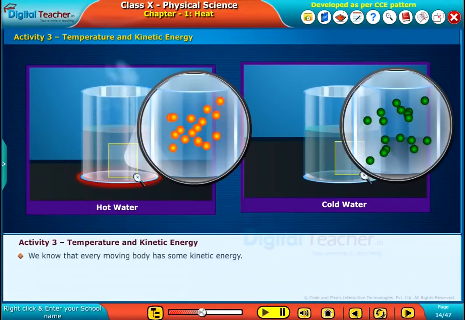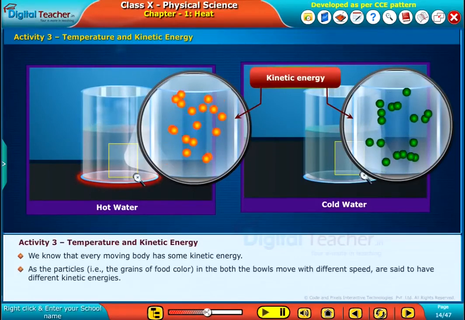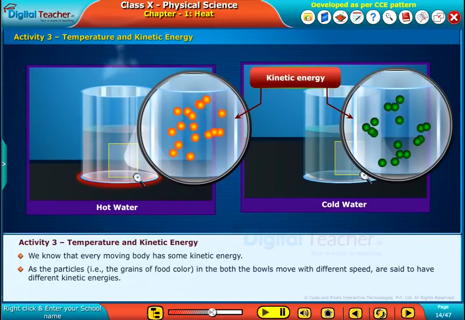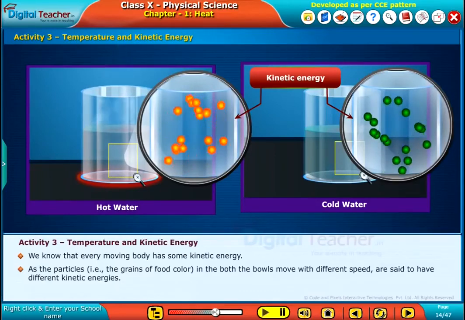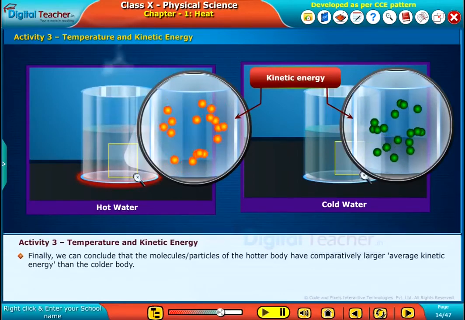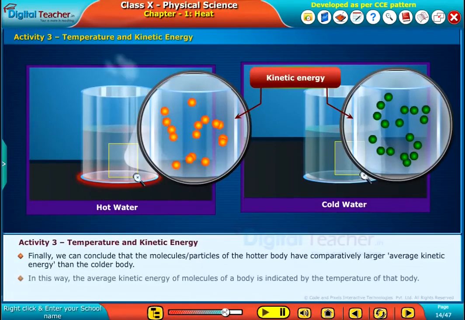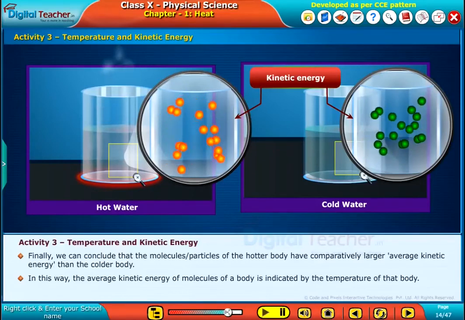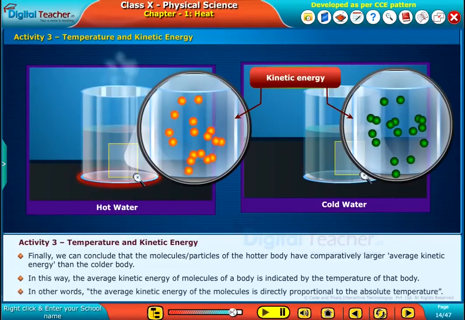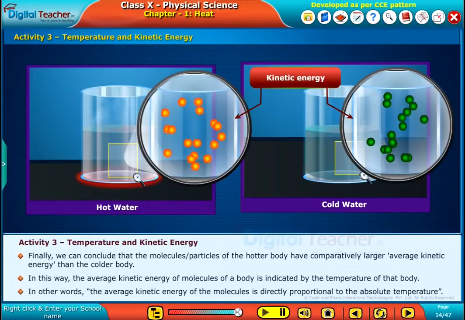We know that every moving body has some kinetic energy. As the particles, that is the grains of food color in both the bowls, move with different speed, they are said to have different kinetic energies. Finally, we can conclude that the molecules or particles of the hotter body have comparatively larger average kinetic energy than the colder body. In this way, the average kinetic energy of molecules of a body is indicated by the temperature of that body. In other words, the average kinetic energy of the molecules is directly proportional to the absolute temperature.